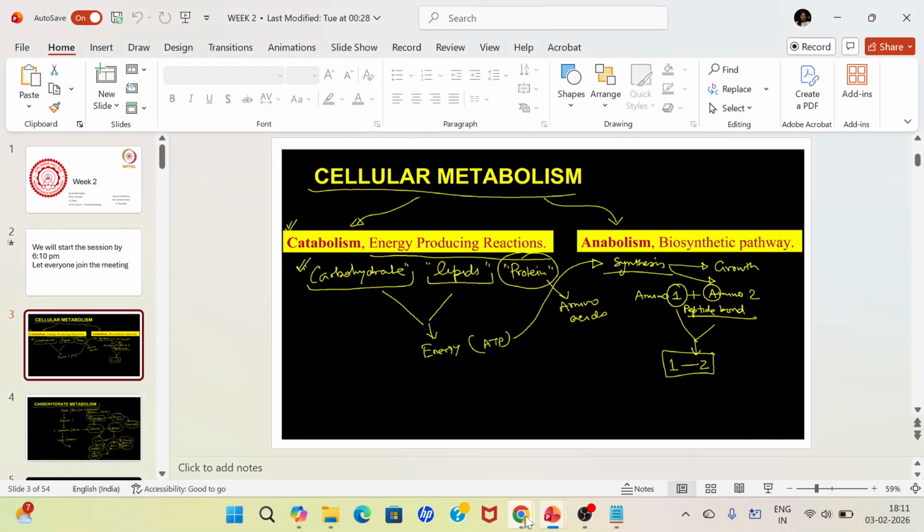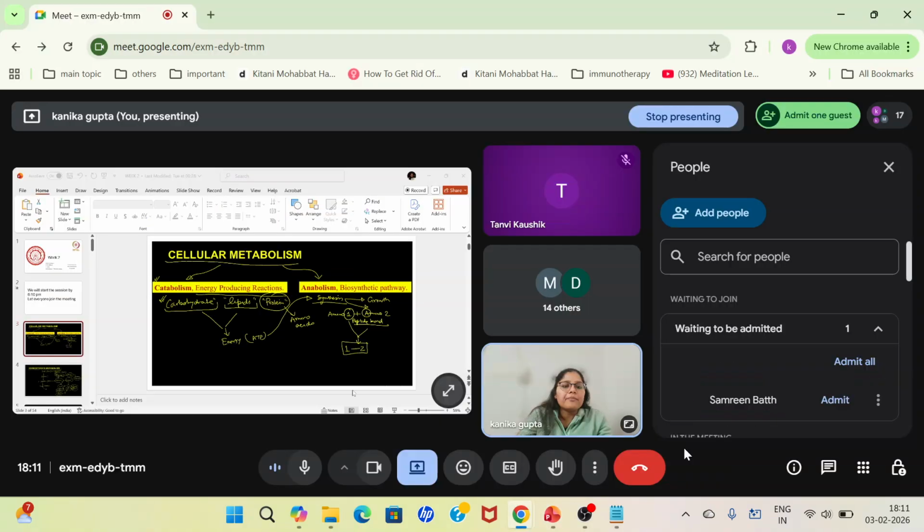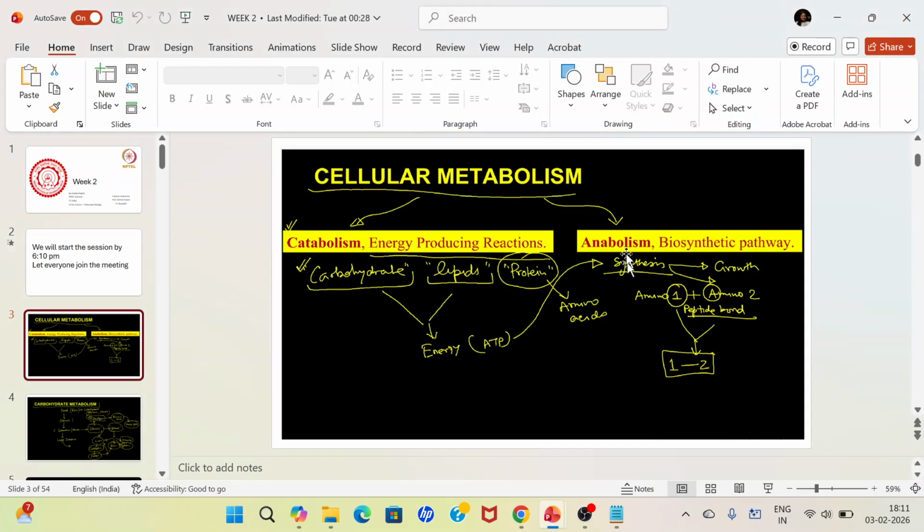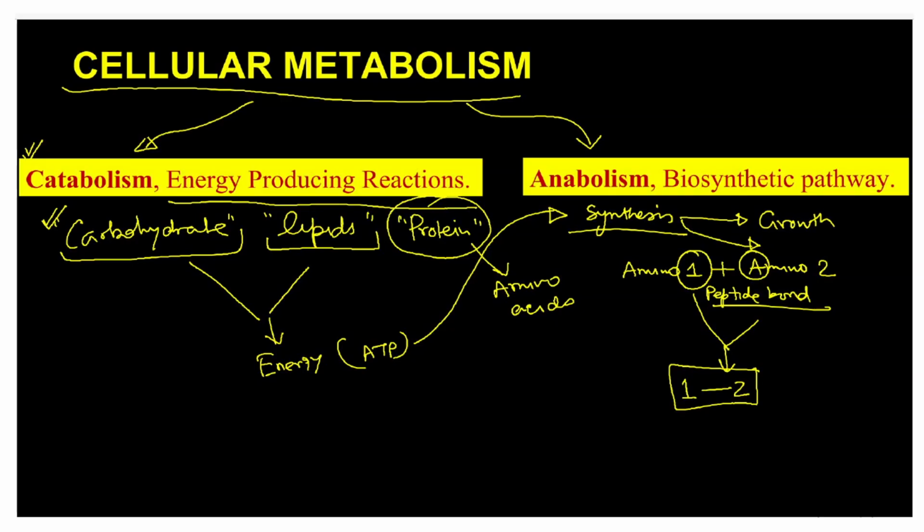So I hope you all remember and understood the function of different cellular structures and what structures are present in a cell, either a prokaryotic cell or a eukaryotic cell. Further moving on with the catabolism and anabolism parts. As I have briefed you already, metabolism is divided into two parts, catabolism and anabolism.